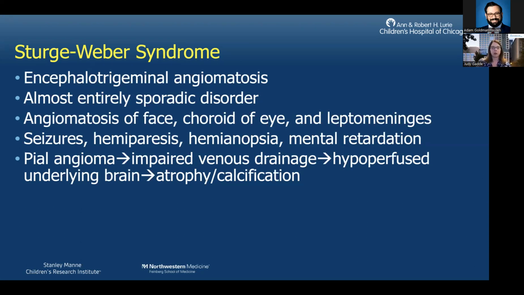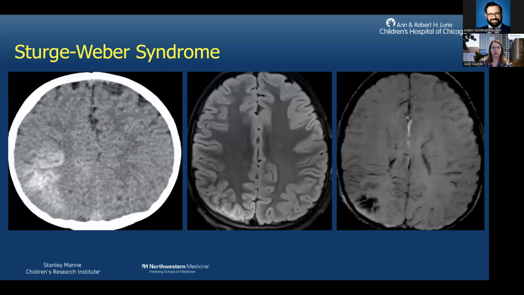They also get angiomas of the choroid of the eye and of the leptomeninges. Of course, they will often present with seizures, hemiparesis, hemianopsia, and developmental delay. What actually happens pathophysiologically is that they have this pial angioma, and that angioma results in impaired venous drainage. The impaired venous drainage results in hypoperfusion of the underlying brain, and then that brain becomes atrophic and calcifies. And that's what we see on imaging.